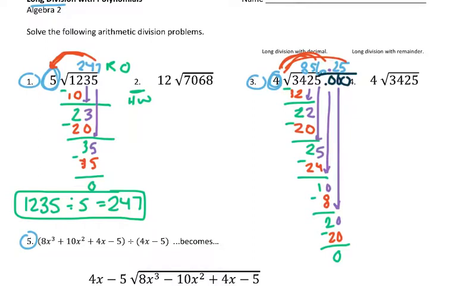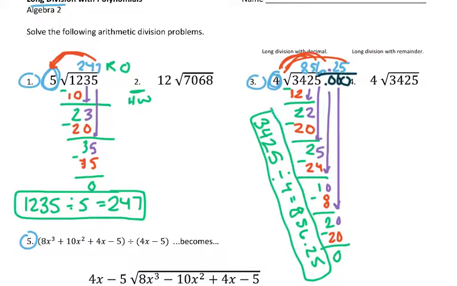And so it turns out that our end result is that 3,425 divided by 4 is 856.25. Alright, so hopefully that makes sense.